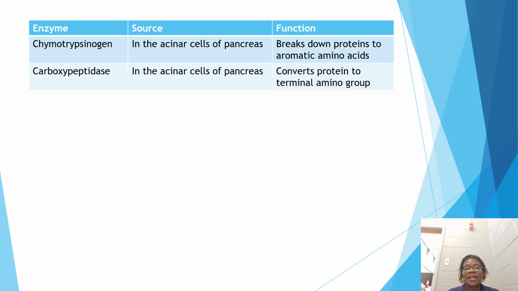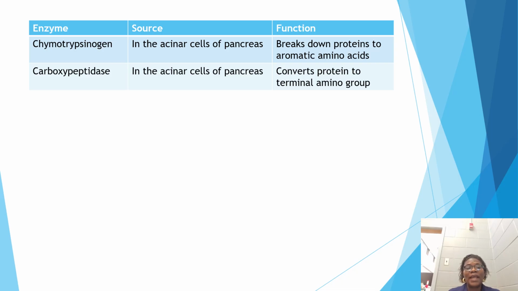The same thing goes for another enzyme called carboxypeptidase. Carboxypeptidase is found in the acinar cells of the pancreas. What this enzyme does is that it helps in the conversion of protein to the terminal amino acid, that is, the last amino acid in the chain. That is what it does.